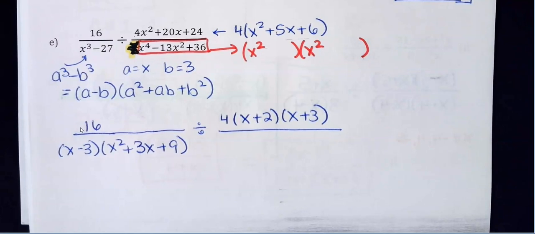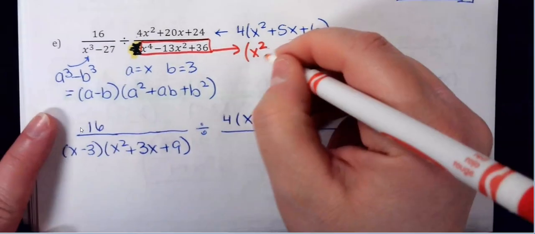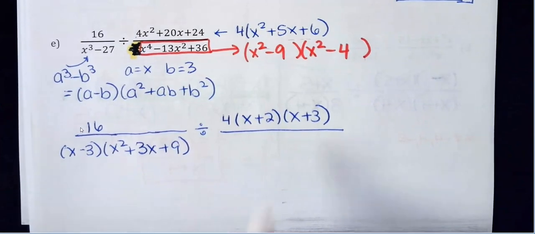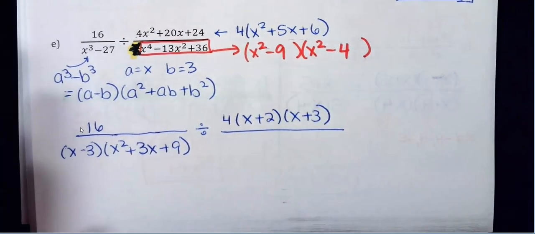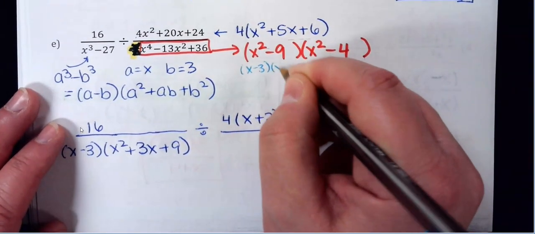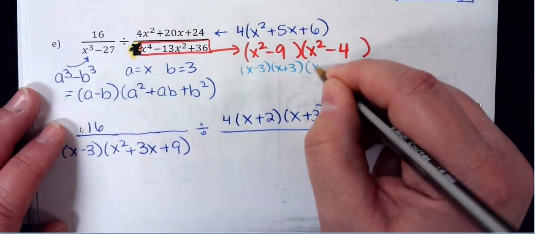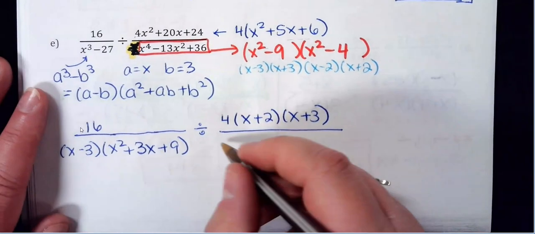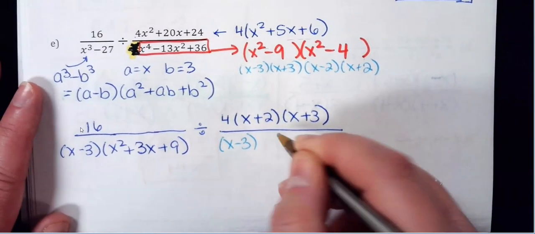That middle term will be the 13x squared. Can we think of two numbers that when we multiply them we get 36, add them we get negative 13? Okay. So those actually both end up being differences of squares. So this is x minus 3, x plus 3. This guy's x minus 2, x plus 2. So this last one was really lots of factoring, really reviewing stuff from first semester.